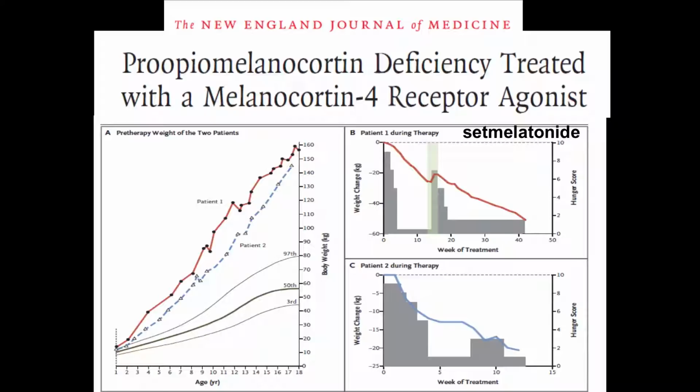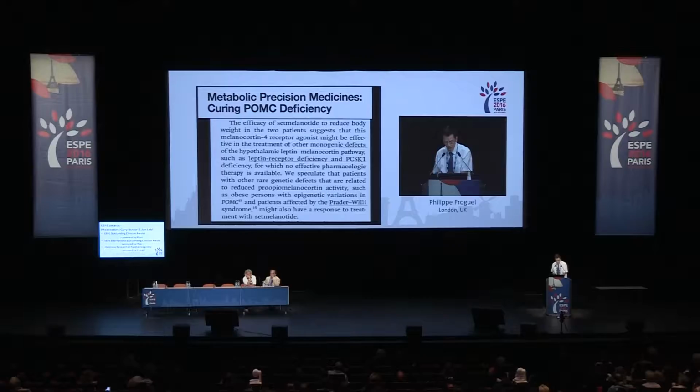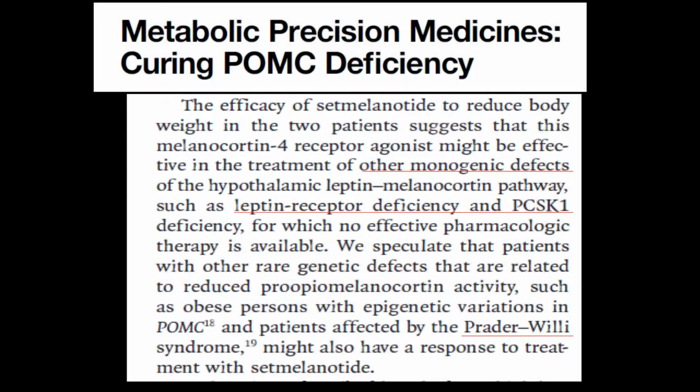I don't know exactly if there's some side effect, or if it will be for long, but it's the first time to my knowledge that a drug, which is not natural leptin, has been produced and can have such a dramatic effect. And if you read the last paragraph of this paper, our chairman wrote that it might be useful for other monogenic defects.